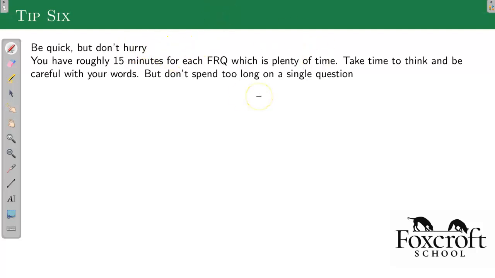And also, especially in that non-calculator section, when there are 4 questions, don't spend 45 minutes on the first question, because then it doesn't leave you any time for the others. So make sure you're trying to pace yourself, and we'll get better at this as we practice.